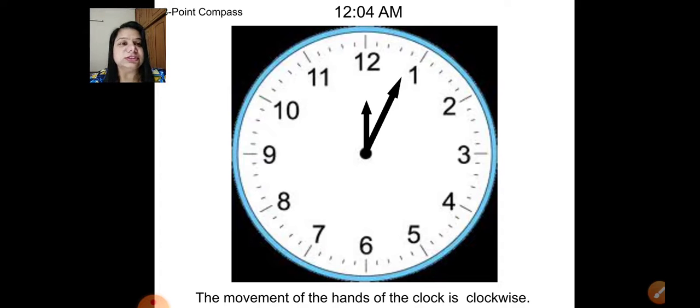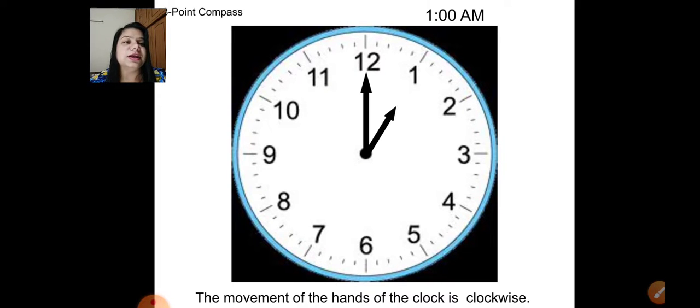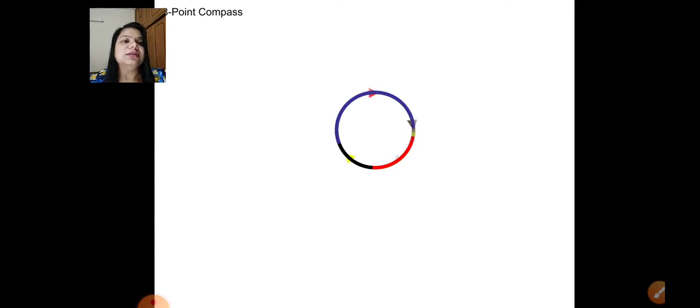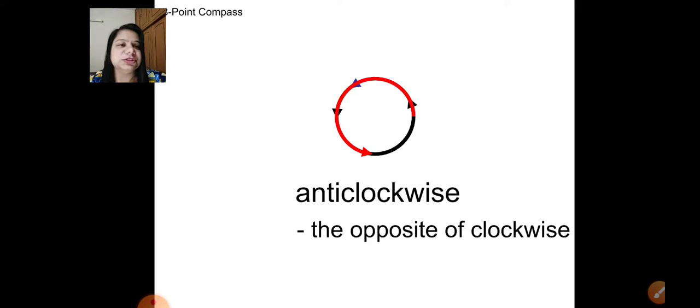Okay. So now just check if our clock is moving like this. This is the way our hands of the clock move, right? So if we are moving in this direction with the clock, then this direction is called clockwise direction. And if we are moving in the opposite direction of the clock, then that direction will be called anti-clockwise direction. So this is the opposite of clockwise direction. This is anti-clockwise direction.